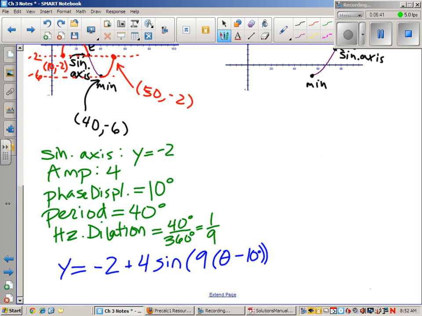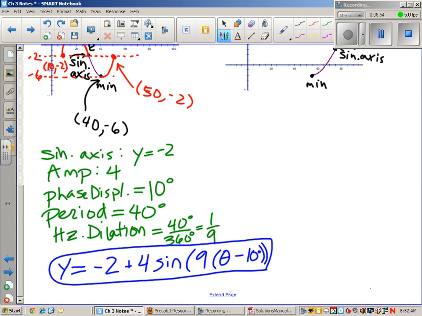When we get to the right 10, I've got that dilation horizontally of 1/9, but in the equation I use the number 9. Right, the reciprocal goes in there. So that is our equation for this quarter cycle if I'm going to use sine.